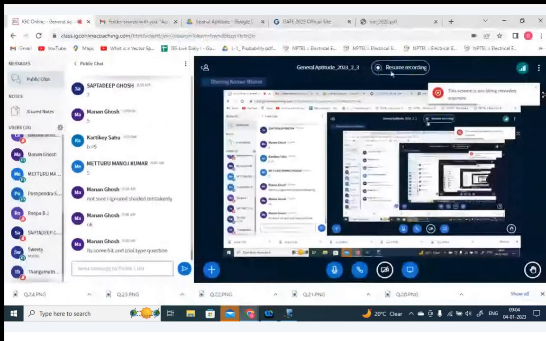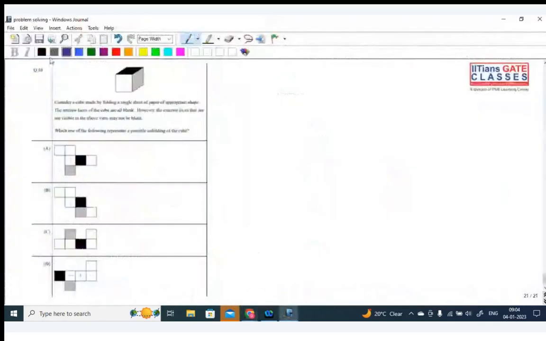Okay, next question, guys. Consider a cube made by folding. This is again from special aptitude. A cube made by folding a single sheet of paper of appropriate shape. The interior faces of the cube are all blank. However, the exterior faces that are not visible in the above view may not be blank.